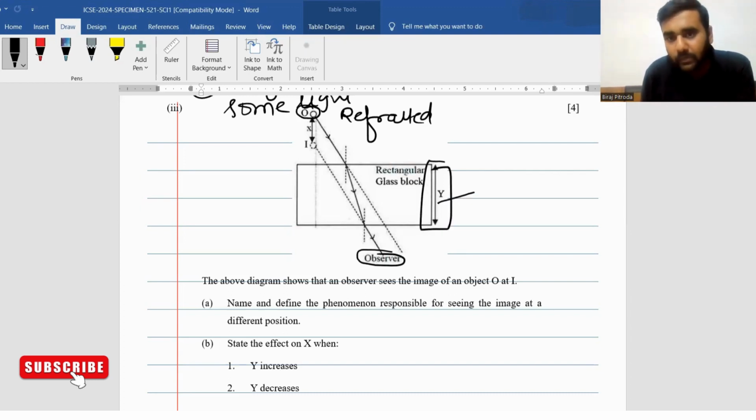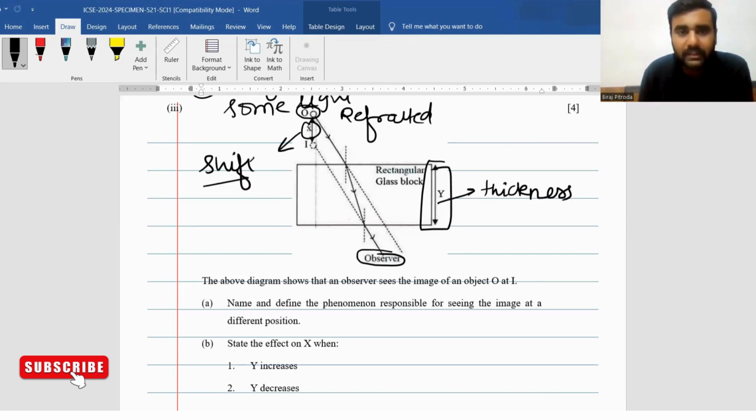First, Y. Y indicates the thickness of the glass block. Then I do have X here. X indicates the shift between the original ray and the refracted ray. Okay. The question is, the above diagram shows that an observer sees the image of an object O at I. Okay. We need to name and define the phenomena responsible for seeing the image at a different position. The image which is going to be obtained, that image will be obtained at a different position.